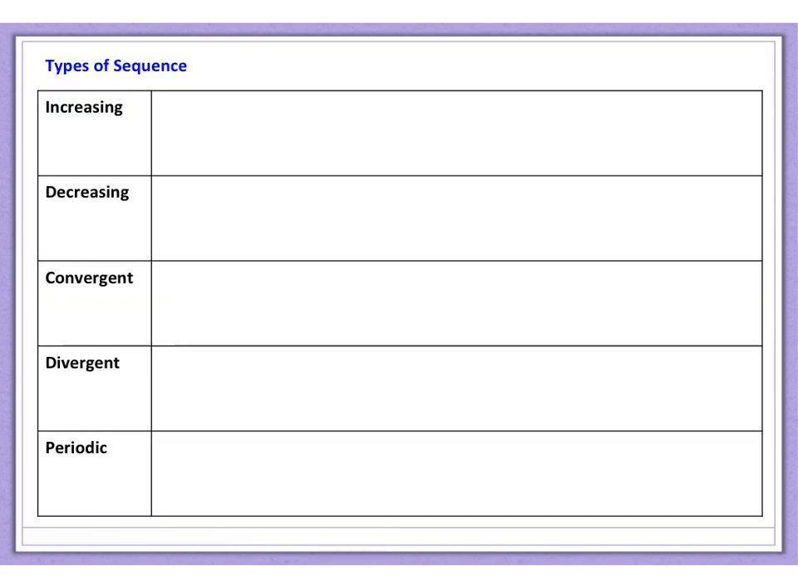We are going to finish off by introducing 5 pieces of vocabulary which can be used to describe different types of sequence. So first of all, very simply, an increasing sequence is a sequence in which each term is greater than the term immediately before it.